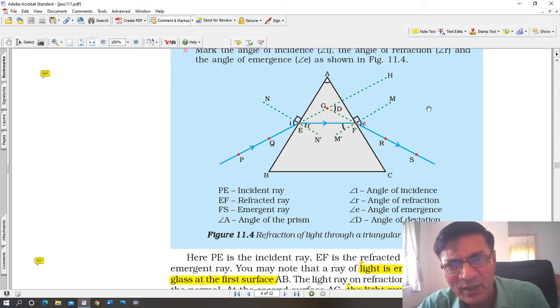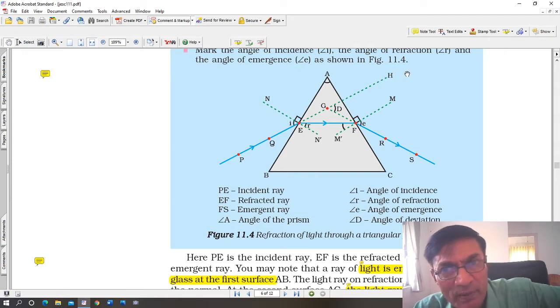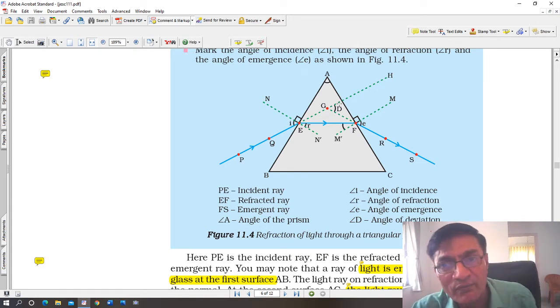Why is it called the angle of deviation? Because the ray of light was supposed to travel in this direction, from P to Q to E to G to H, a straight line. You see, the ray of light was supposed to travel in this straight line. But unfortunately, at this point, it gets deviated and begins to go in the other direction. So this angle by which it goes down is called the angle of deviation.